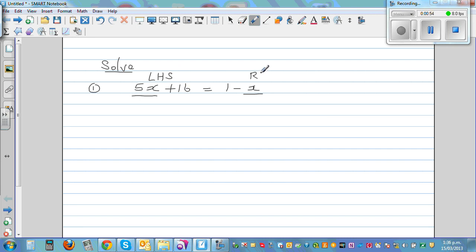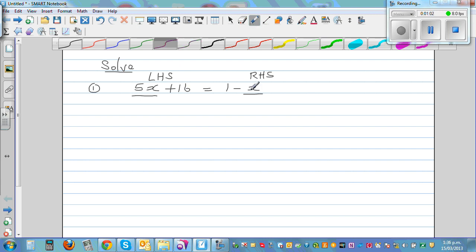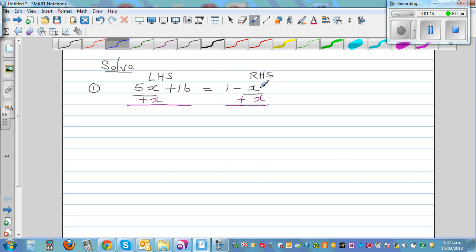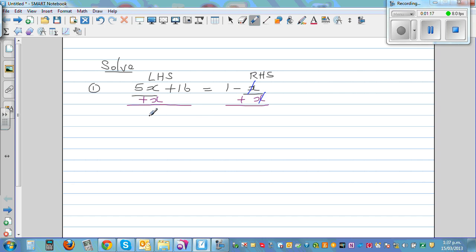So my intention is I want to cancel or bring the x's on the left-hand side. So let's do one thing at a time. I don't want this minus x here, so you do the opposite of it. You're adding x to this side, you're adding x to this side. So what will happen? We'll do one step at a time so that this gets cancelled. So you have got 6x plus 16 is equal to 1.